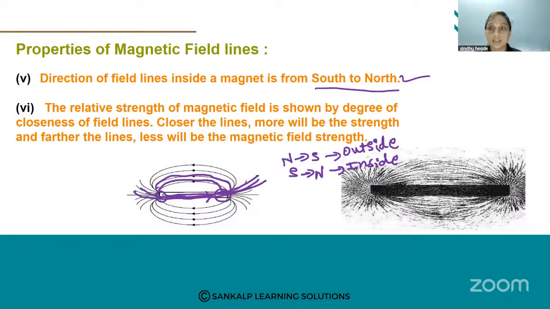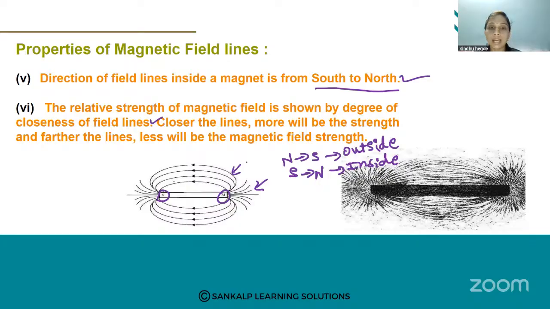Next, sixth one, the relative strength of the magnetic field is shown by degree of closeness of field lines, right? What is this degree of closeness of field lines? See, observe this outside magnetic field and magnetic field lines in poles. Okay, is there any difference between the field lines generated outside the magnet and the field lines generated at the pole? Yes, there must be some difference.